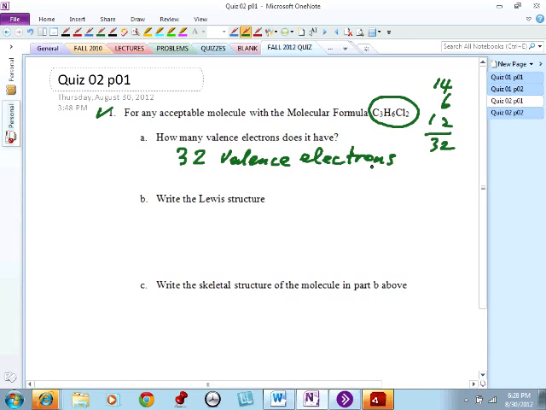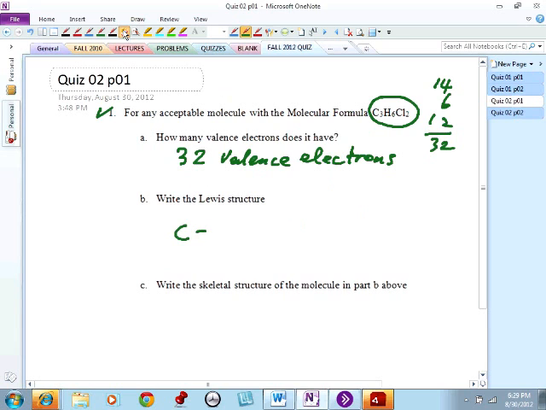Okay, very good. How about the next one? Write the Lewis structure. Okay, Kala, do you want to help us with that? You didn't know I remember your name, did you? Okay, anybody want to help us with that? Yes, Dwayne? 3 carbons in a row. Okay, very good.